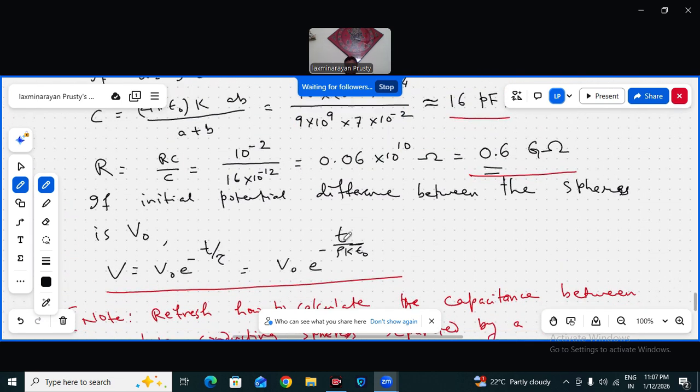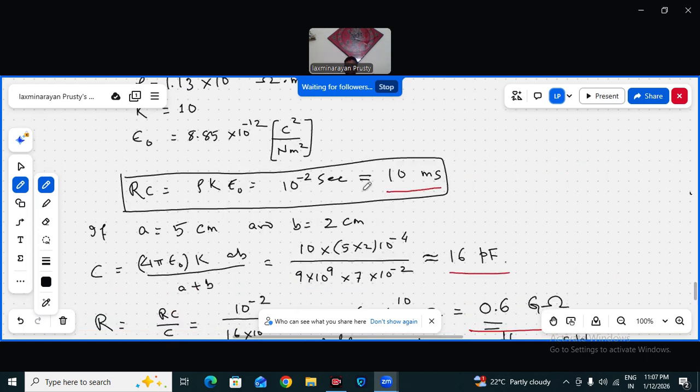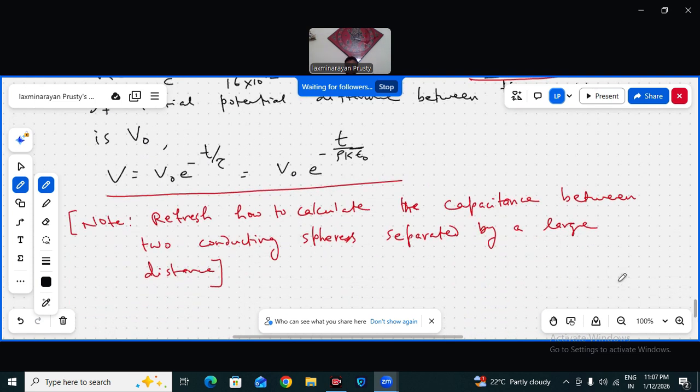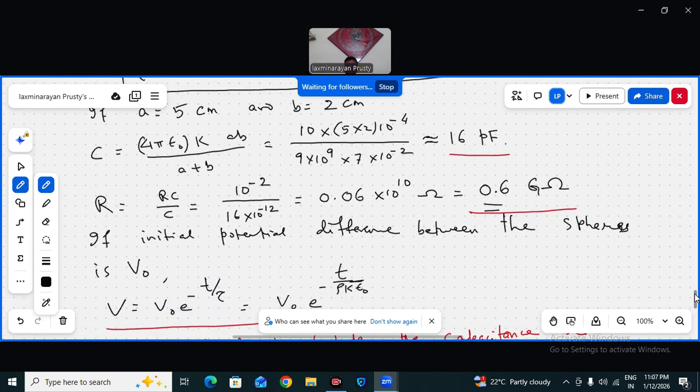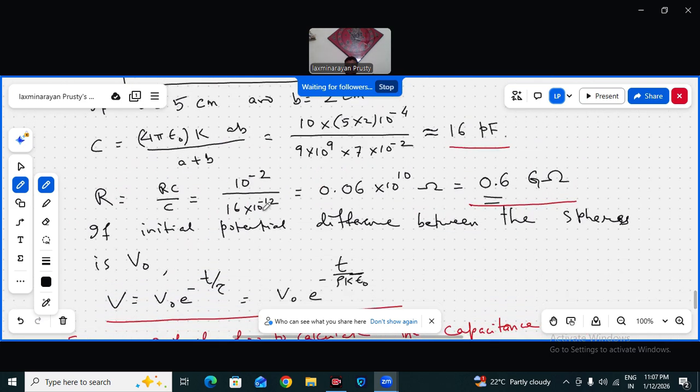So what is R then? Whatever RC value I found, 10 to the minus 2, divided by C. C is how much? 16 picofarad. So 10 to the power 10 by 16, 0.06 times 10 to the power 10, or 0.6 gigaohm. Quite a big resistance.